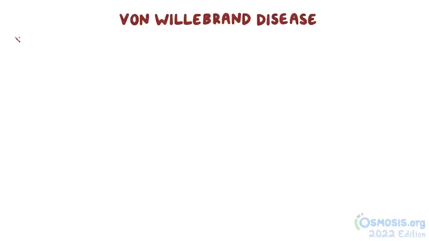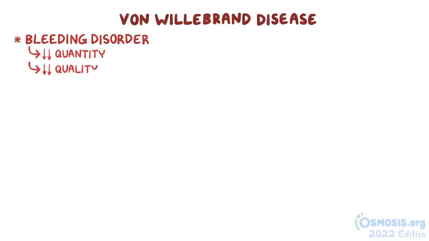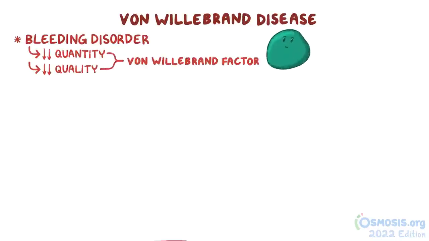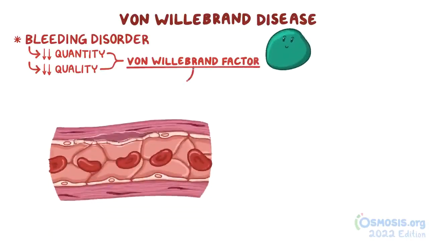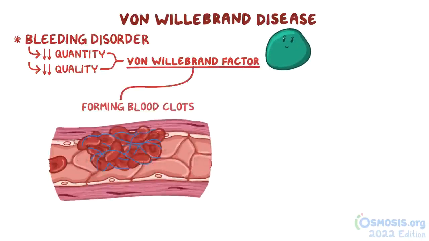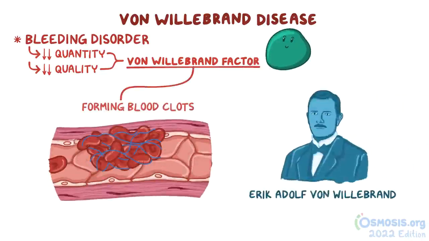Von Willebrand disease is a bleeding disorder caused by a deficiency in the quantity or the quality of von Willebrand factor, a plasma glycoprotein that plays a key role in forming blood clots needed to stop bleeding. The disease was named after Erich Adolf von Willebrand, a Finnish physician who first described it in 1924.